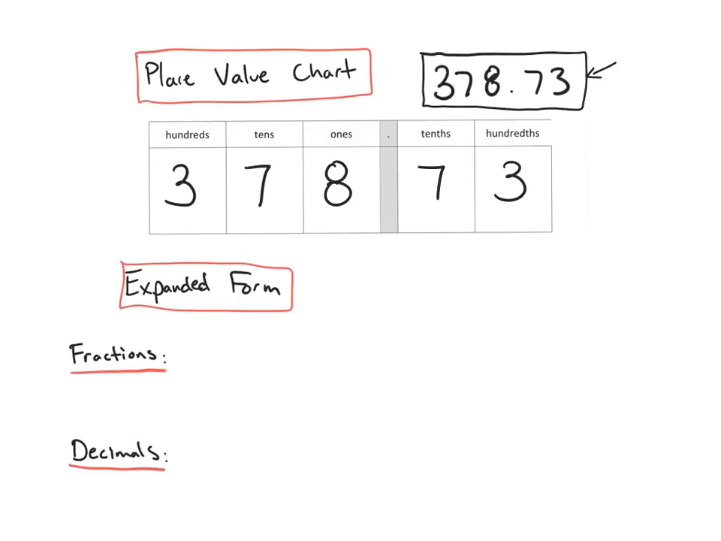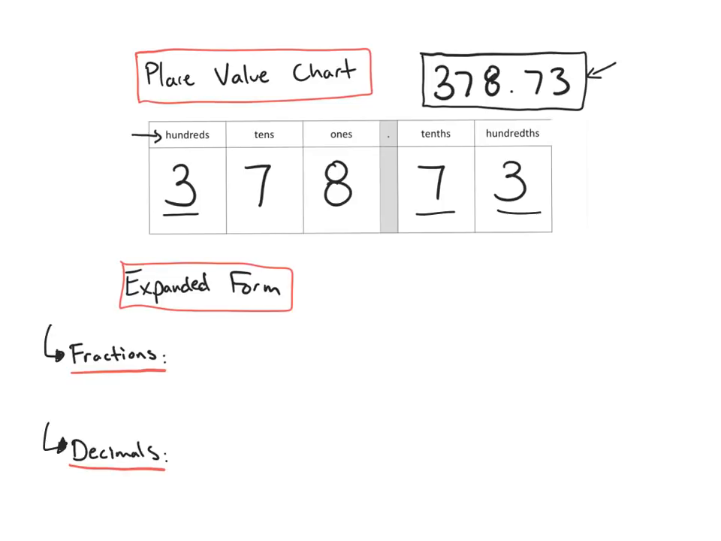What this will allow me to do is actually help me represent this number in expanded form. Expanded form, if you'll recall from earlier in the year, is where we take the value of the digit and multiply it by the value of the place value. And I can do this two different ways. I can either represent these values as fractions, or represent those values that are less than 1 as decimals. So I'm going to show you two different ways that you can do this.